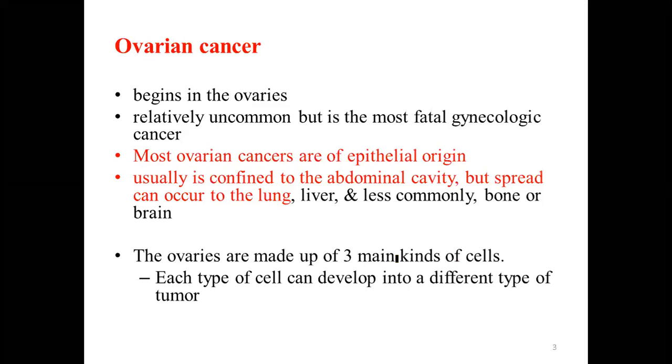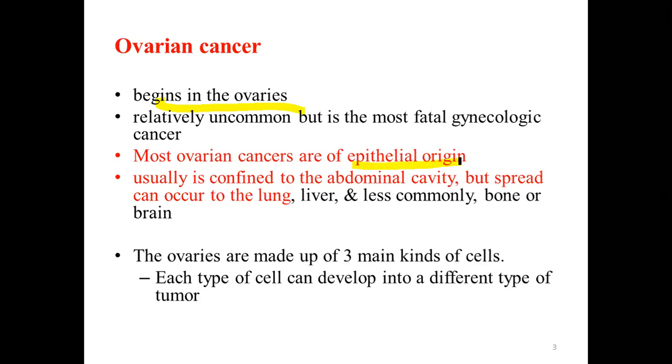So when you say ovarian cancer, it usually begins in the ovaries, and it is relatively uncommon, but it is the most fatal gynecological cancer. It is mostly captured by gynecologists when they are doing routine examination, but later on they refer to the oncologist for further review. Most ovarian cancers are of epithelial origin, where the cells undergo malignant transformation.